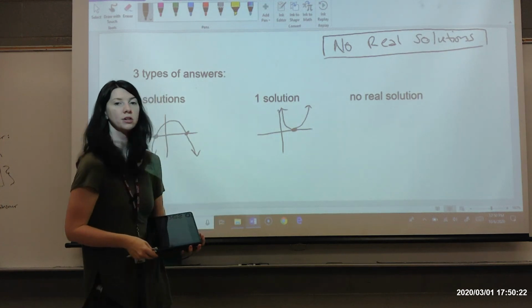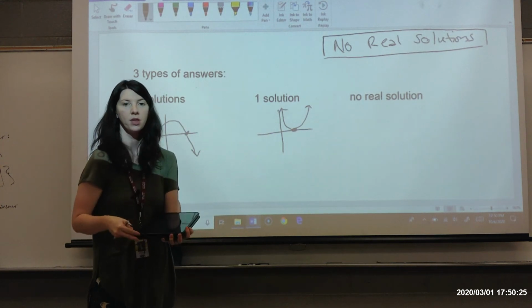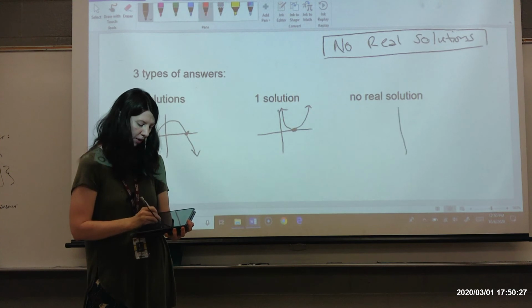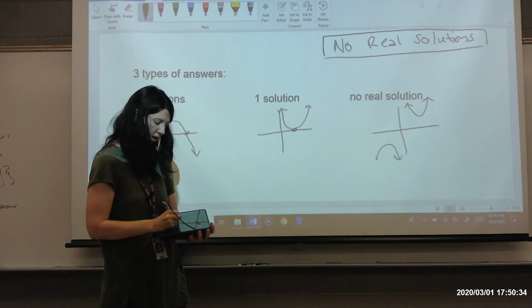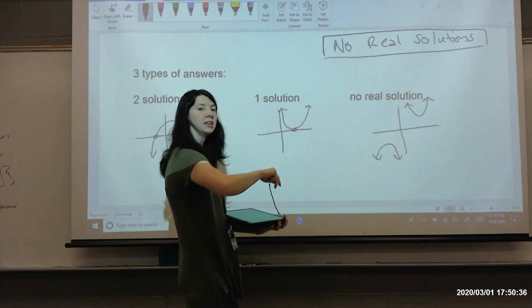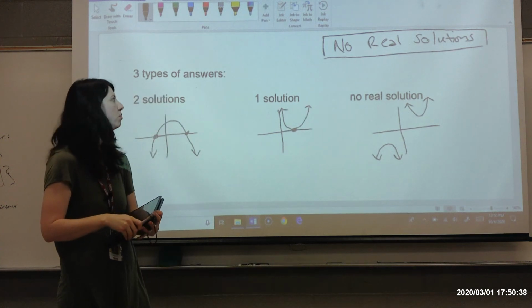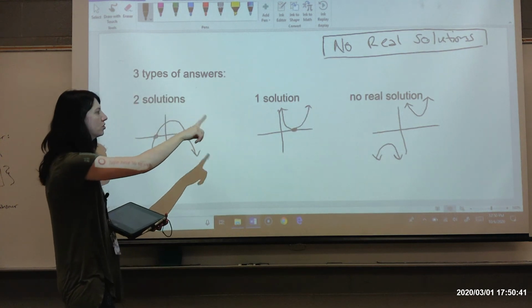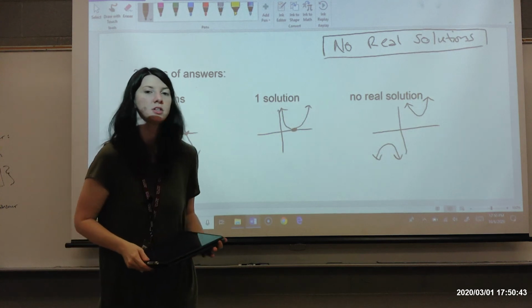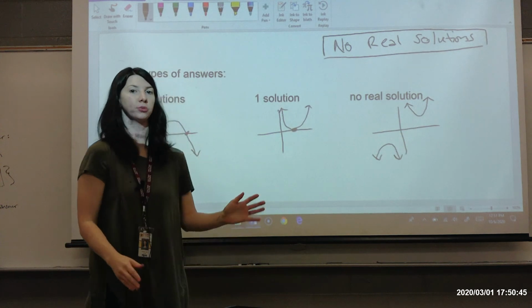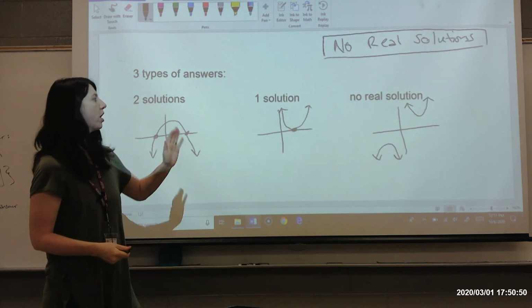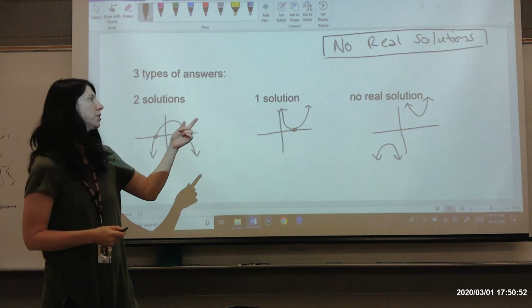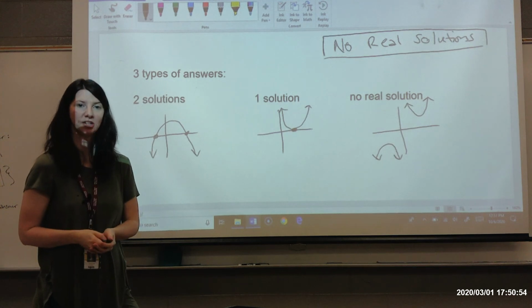And then no real solution, which we saw on the second example, happens when our parabola is maybe above and going up, or it could be below and going down, but it never crosses the x-axis. So if you end up with 2 solutions, 1 solution, or no real solution, then you've still done your problem correctly. If you end up with 3 solutions, you've done something wrong. Okay? So we will explore other types of solutions like no real solution once you have mastered the quadratic formula.